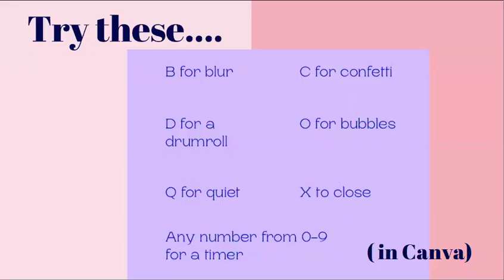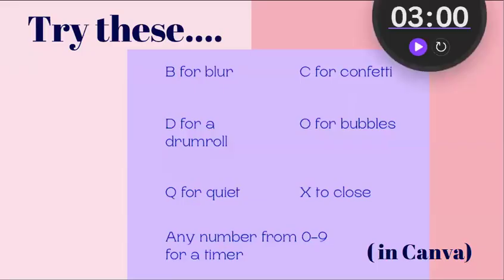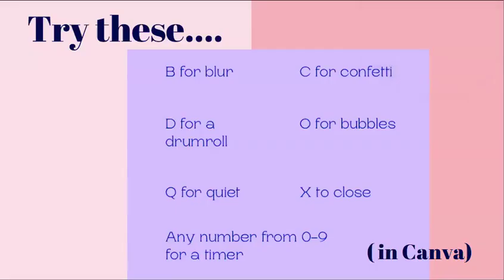We can even use a timer, which is kind of a fun thing to do. And we want to give them 3 minutes to talk about their small group activity idea. And there we have it. So there's our timer right there. Really fun stuff.